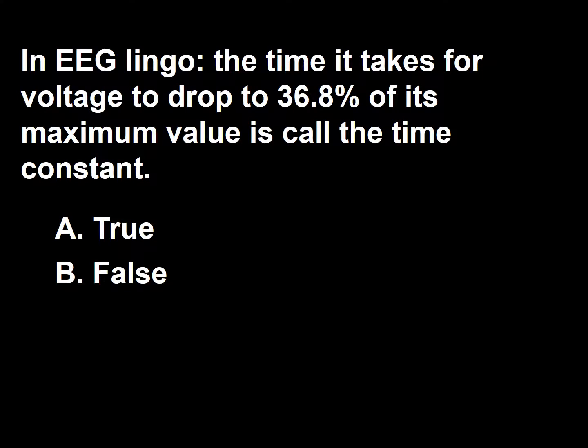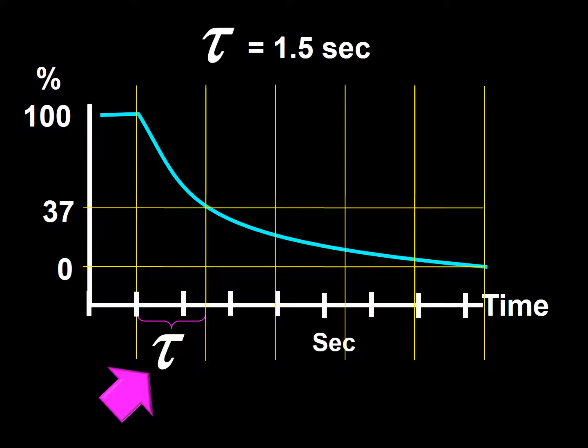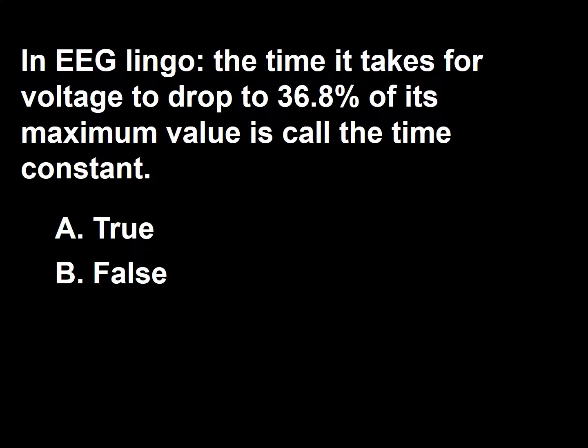Next question. In EEG lingo, the time it takes for voltage to drop to 36.8% of its maximum value is called the time constant. A, true, B, false. In EEG lingo, the time for a wave to drop to 37% is called the time constant. The time constant of the wave represented in this frame is 1.5 seconds. So the answer to this question is A, true.